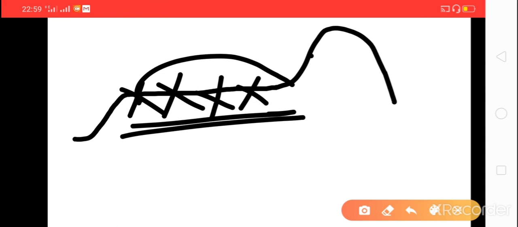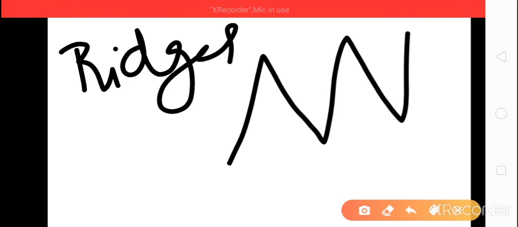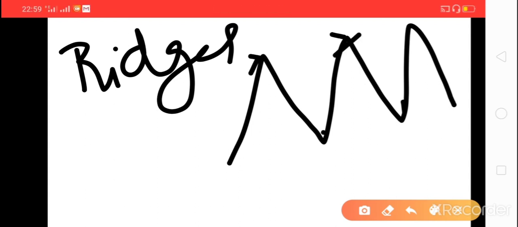And the next problem is ridges. Ridges look like this. It is a subsection of the local maxima problem. There will be a peak and a slope, then another peak, then another slope, like this. So these are the problems in the hill climbing algorithm.